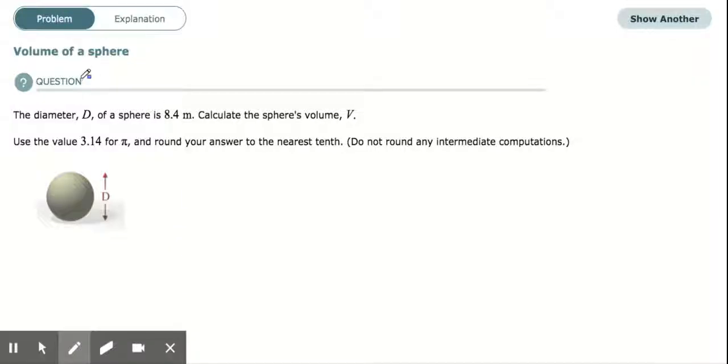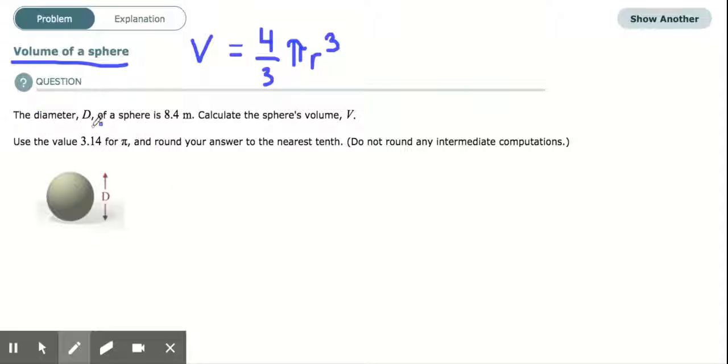Hello, this video is going to be on the ALEKS topic, volume of a sphere. So whenever we're finding the volume of a sphere, we use the formula V equals 4/3, 4 divided by 3, pi r cubed. And it's cubed because this is a three-dimensional figure and we're finding the volume, the space inside.